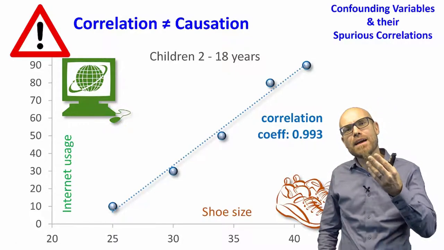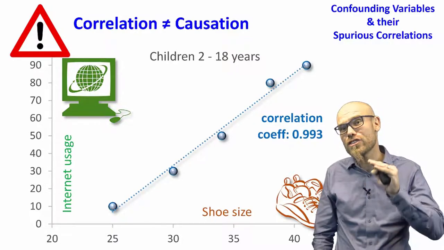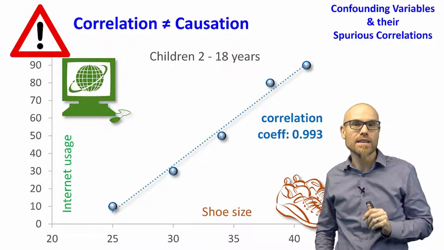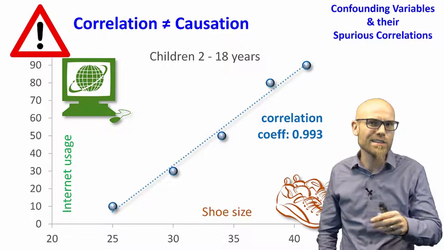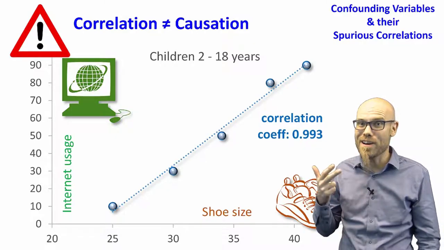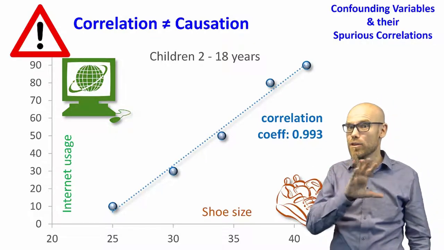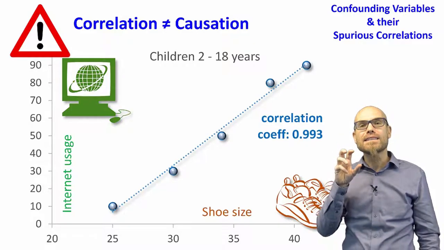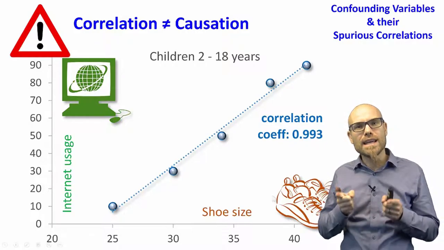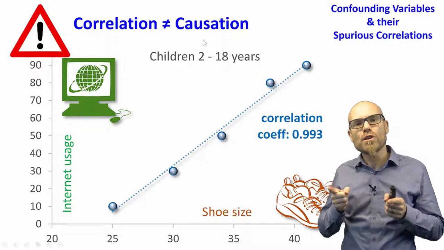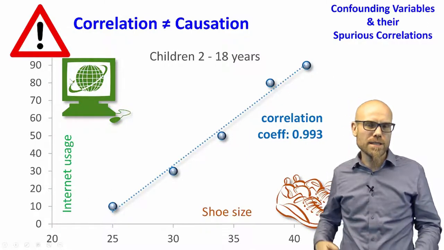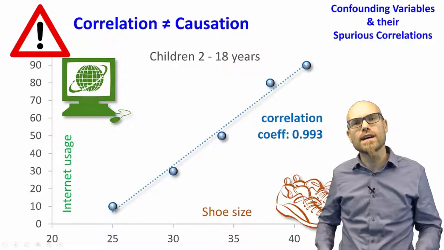Imagine this kind of correlation, which is a correlation that really holds. I mean, statistically this absolutely holds. That's why Mark Twain used to say there are three kinds of lies: lies, damned lies, and statistics. So you can tell these kinds of lies with statistics, because this is a really strong correlation. It says that the size of the shoes of children between 2 and 18 years almost perfectly correlates with the time they spend on the internet. So kids between 2 and 18 years with bigger shoes spend more time on the internet.